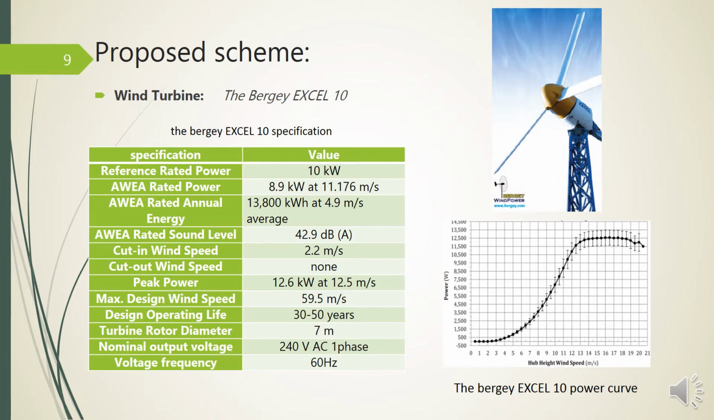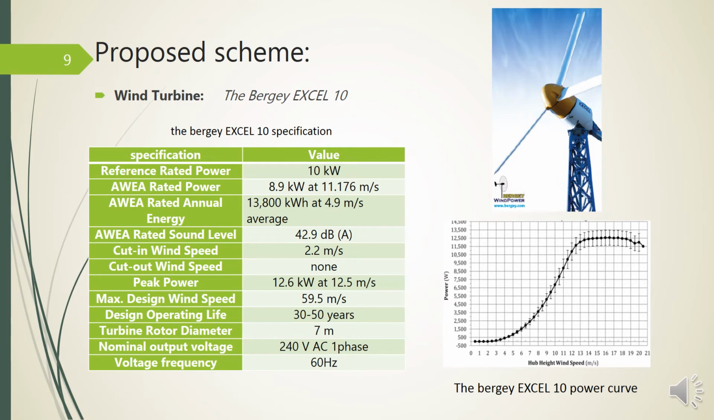From now on, I'm going to talk about my proposed scheme for a charging system. This charging system consists of a wind turbine and its tower, converter, and battery, which are chosen for providing power to charge an EV like the Kia Soul.